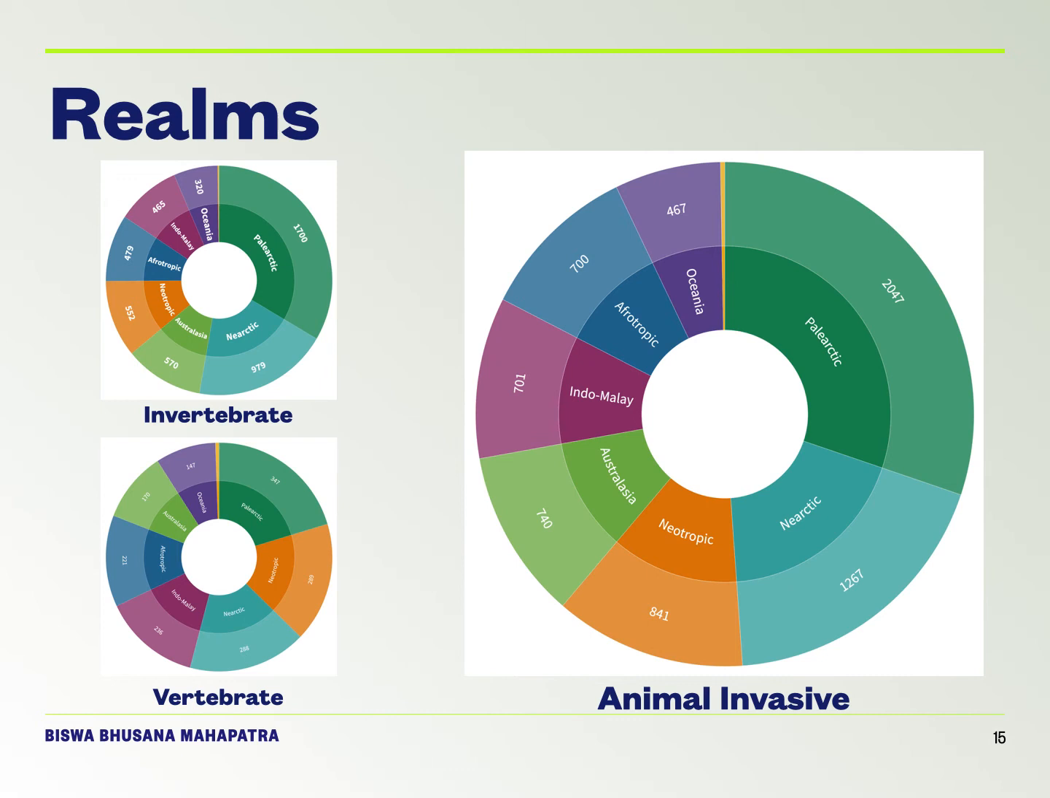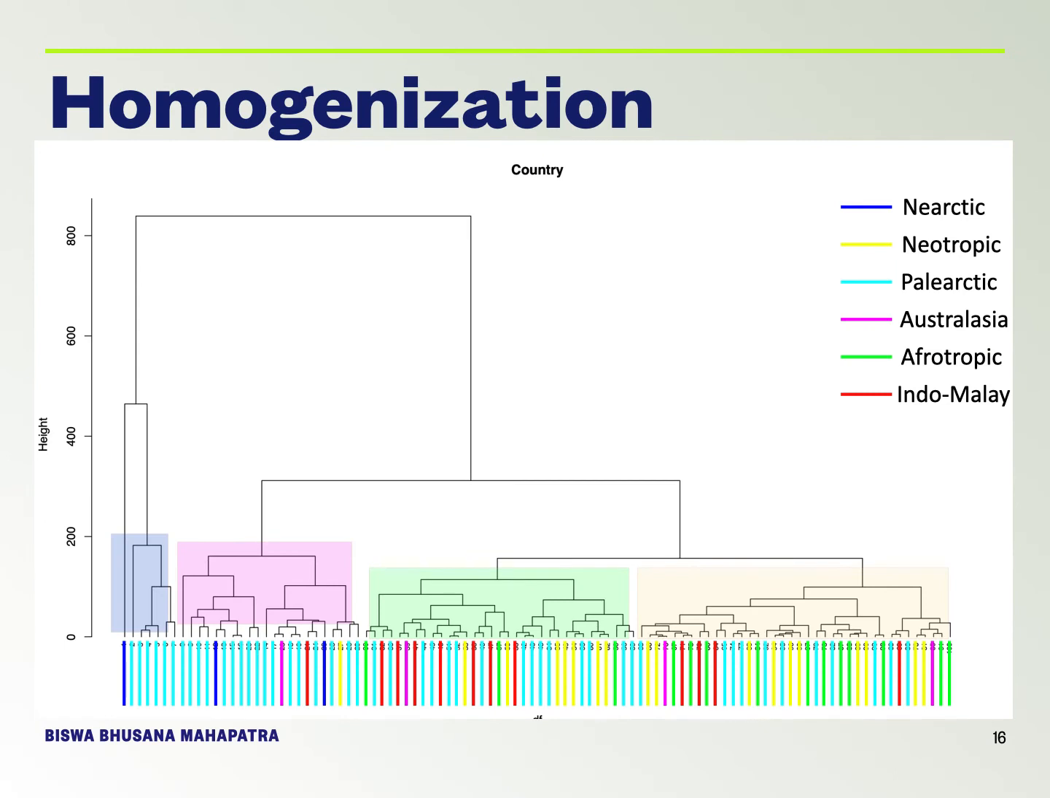Due to invasive species, homogenization occurs. Here we can see invasive species from different realms like Nearctic, Neotropic, and Palearctic clumped together. That means they are found in the same or similar countries, where we can find different invasive species from different realms. The color represents the different groups.